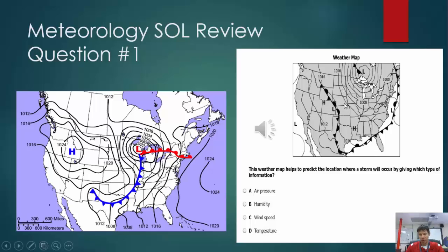What else you can see on this weather map, though, is an L and an H. The L stands for low pressure, which is usually associated with bad weather, and the H stands for high pressure, which is usually associated with good weather. So those are basically the only information you can get off of either of these maps.